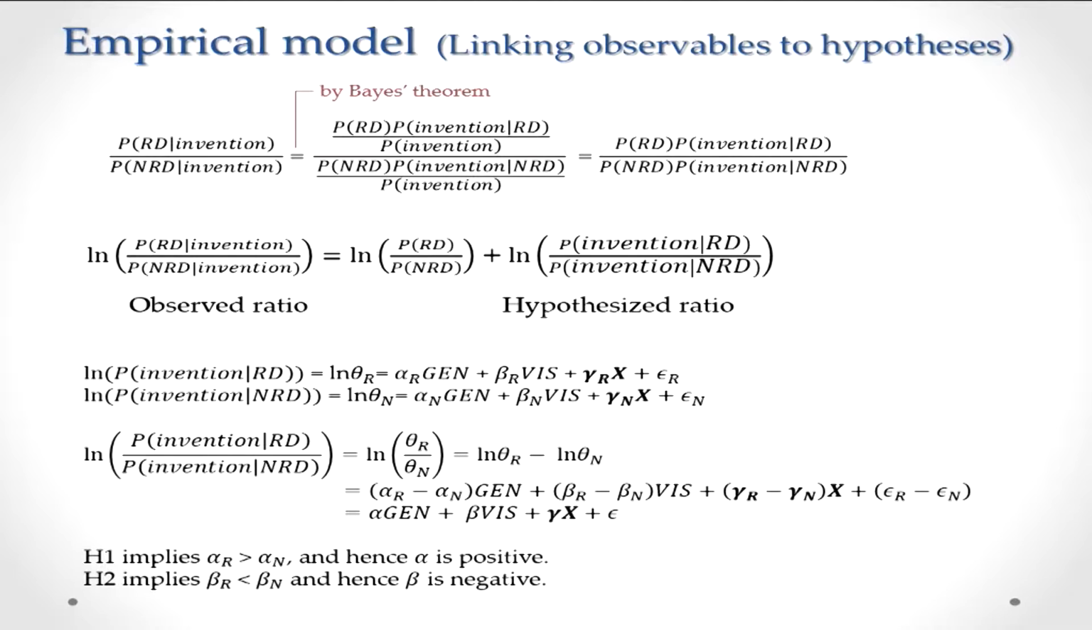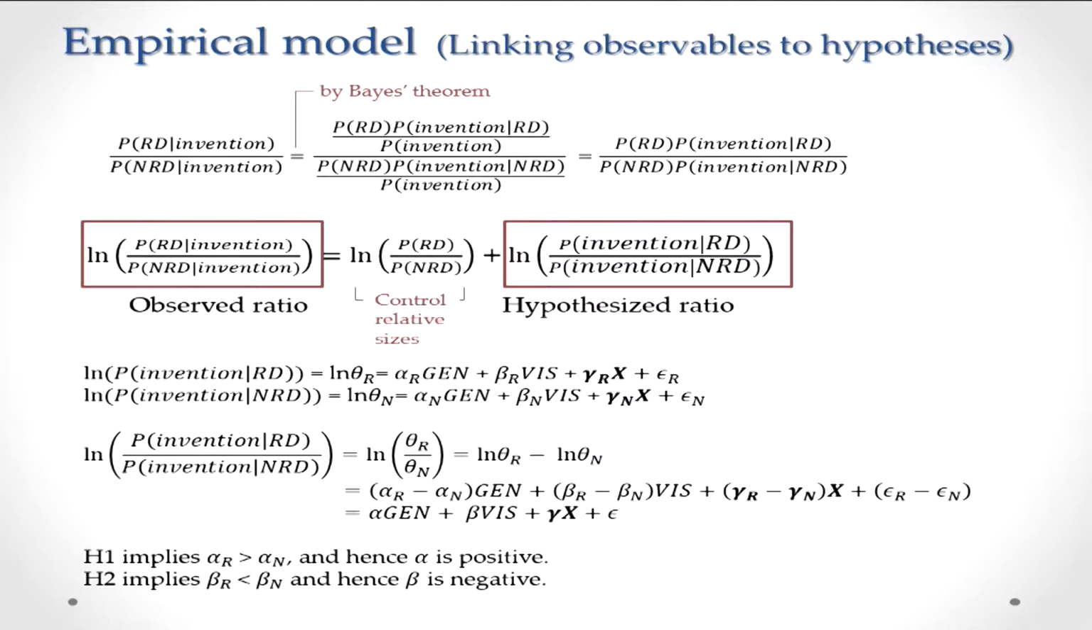Here's the model, just because people said we need to have more math in the day. The model is very simple, but the key point is that what we observe here is the ratio of whether, given the invention, it was R&D versus non-R&D. But what we're interested in is, given R&D versus non-R&D activity, what's the ratio of the rates of inventing?